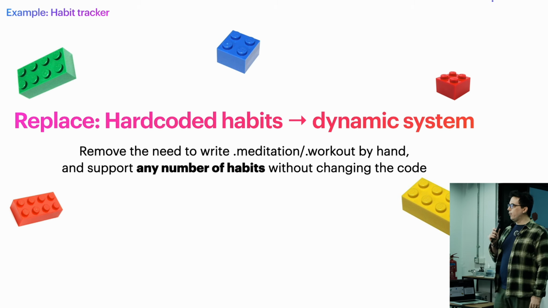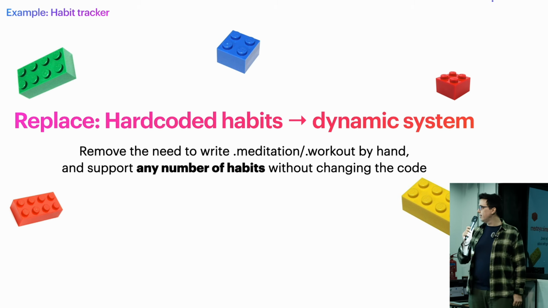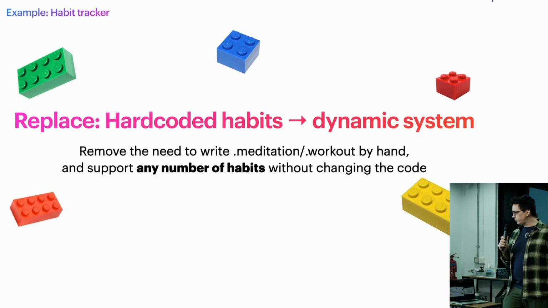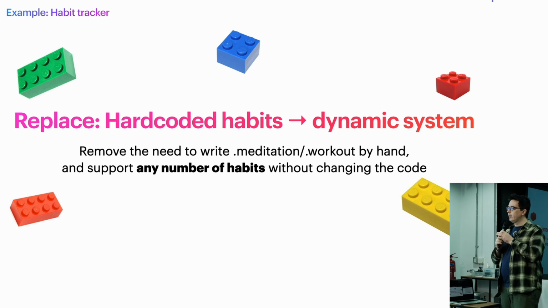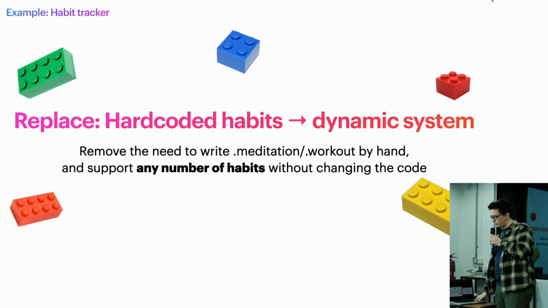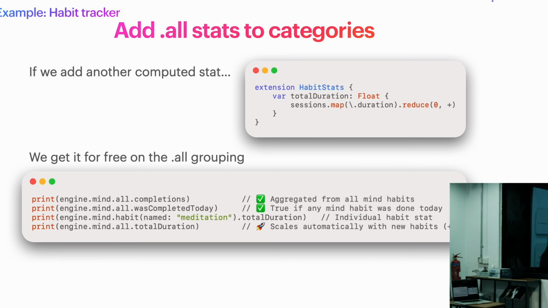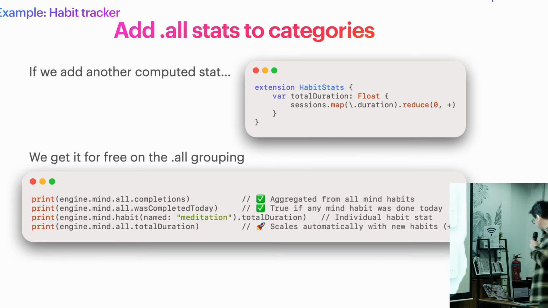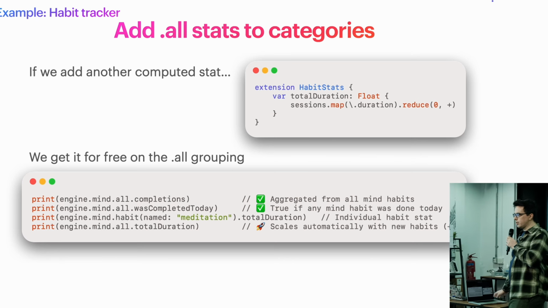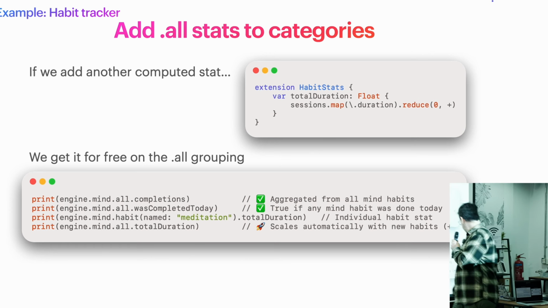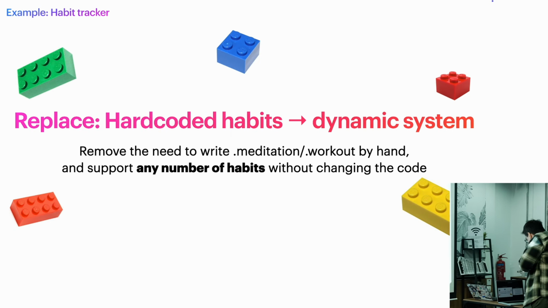Let's add the second piece of Lego. So now we are going to replace the hard-coded habits with a dynamic system. We want to remove the need to write .meditation or .workout and add any number of habits. So basically we want to do this. I did it one slide too early, sorry. Instead of having .meditation here.